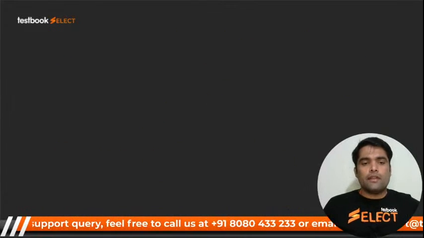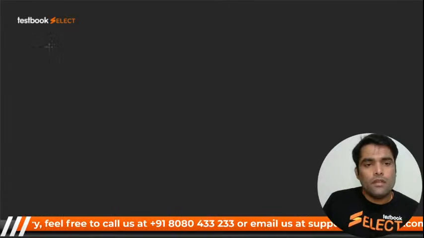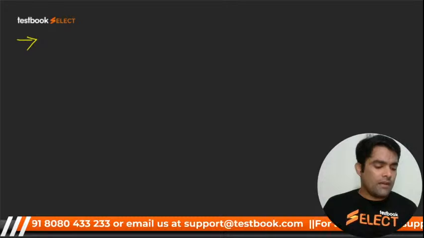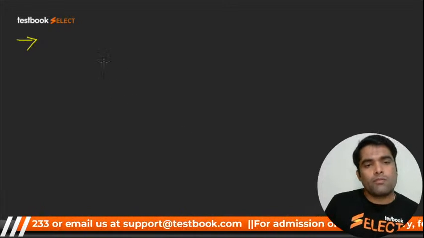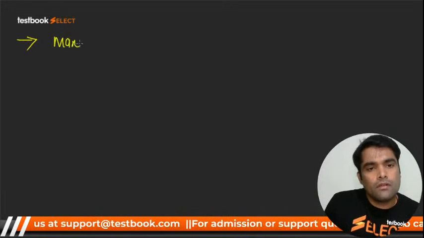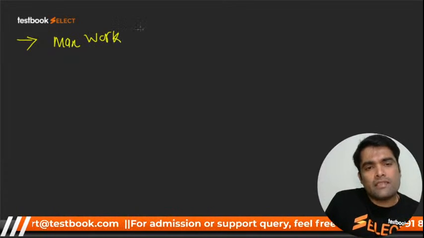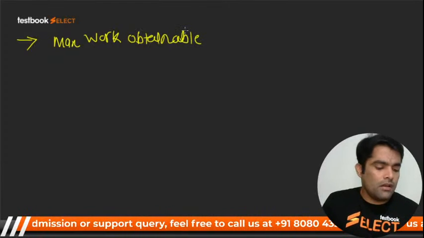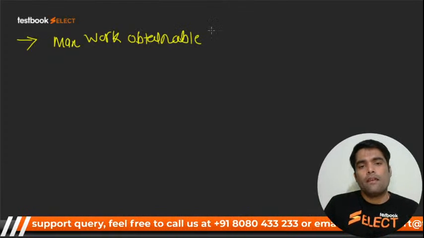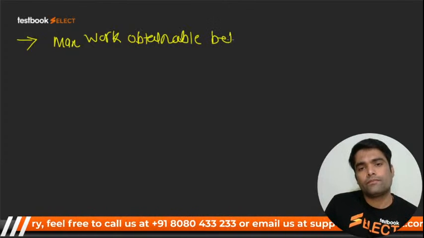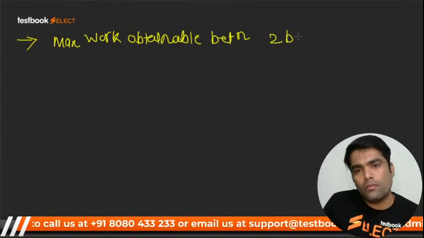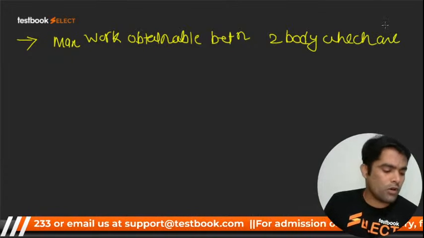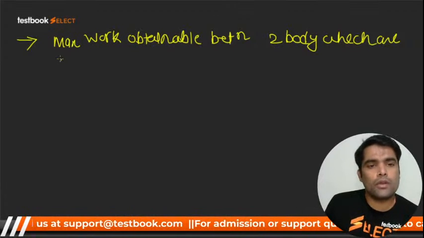Okay, here we go for next, my dear. Now we'll go for maximum work obtainable condition. Entropy in case of maximum work obtainable: when two finite bodies, between two bodies which are what, my dear? Which are allowed to exchange heat.